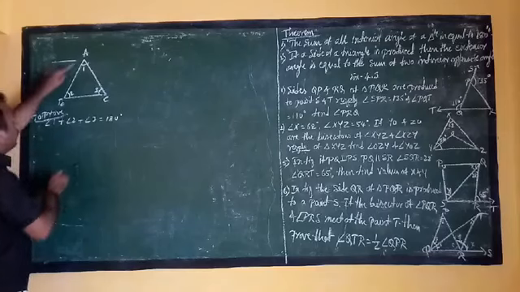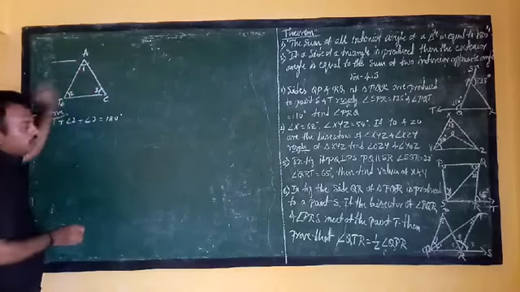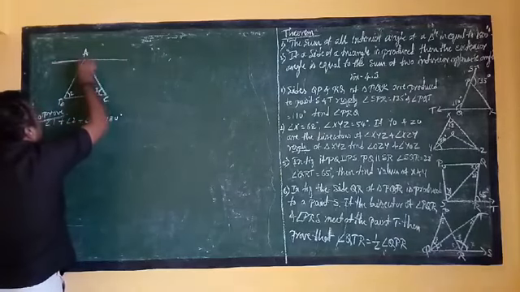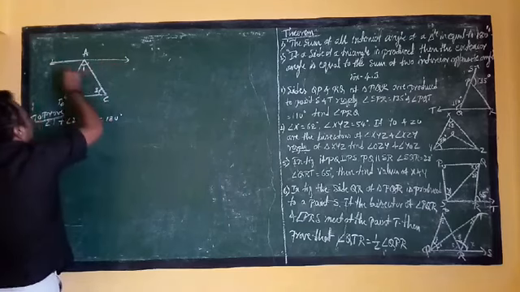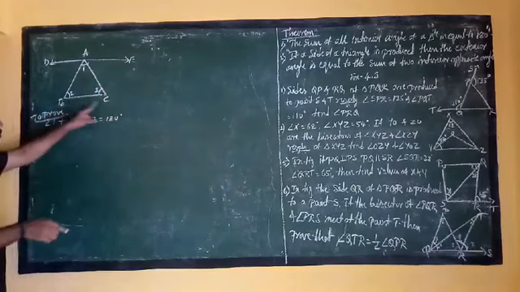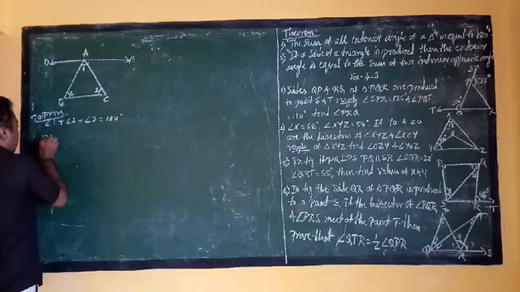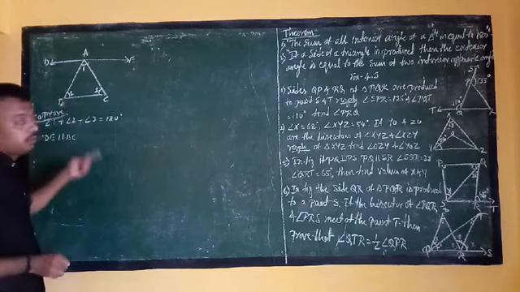Correct? So given triangle ABC with interior angles angle 1, angle 2 and angle 3. Next I will draw a line, which is called DE. This DE is parallel to BC. So draw DE parallel to BC, passing through the point A.